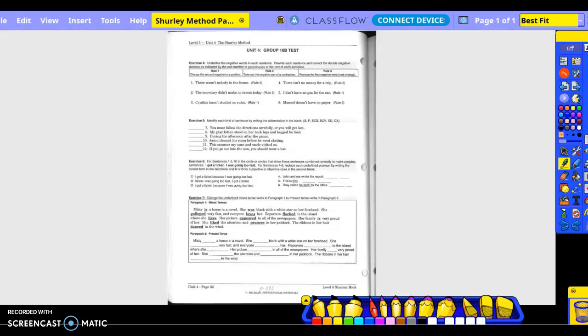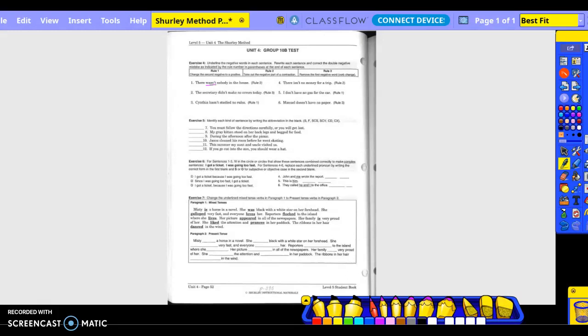Shurley method, page 52. We'll be doing exercises 4 and 5 today. So underline the negative words in each sentence and rewrite each sentence and correct the double negative mistake as identified by the rule number in parentheses at the end of each sentence. There wasn't nobody in the house, so what are our two negatives?